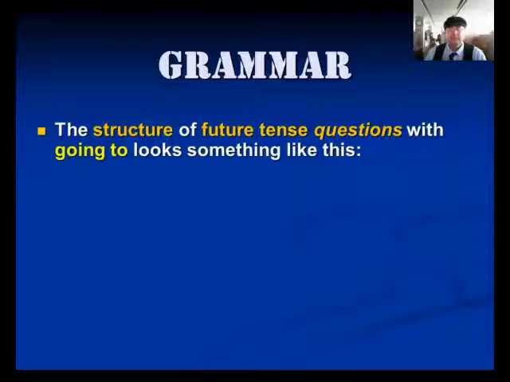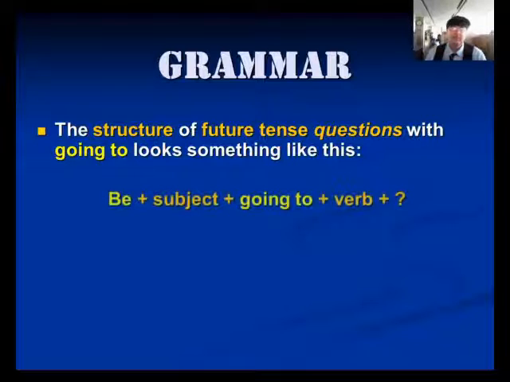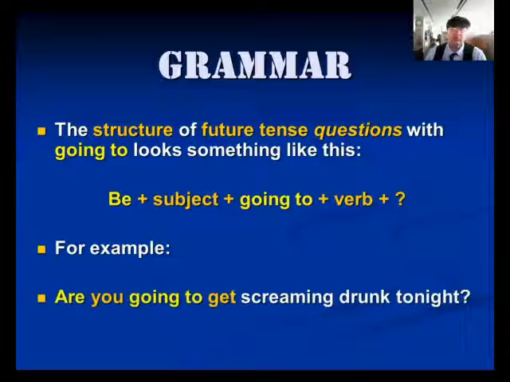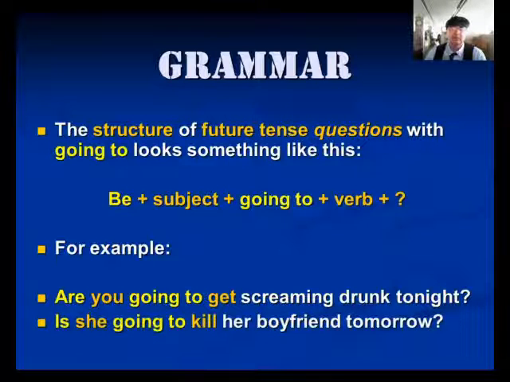The structure of future tense questions with going to looks something like this. Be plus subject plus going to plus verb plus question. For example, are you going to get screaming drunk tonight? Is she going to kill her boyfriend tomorrow?